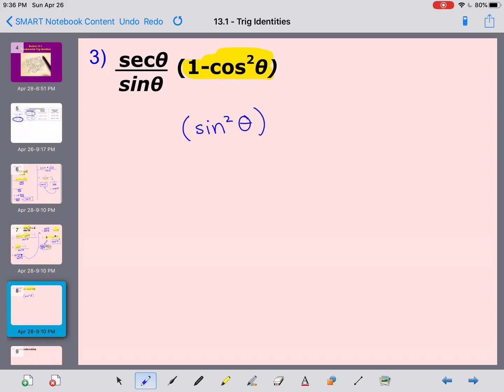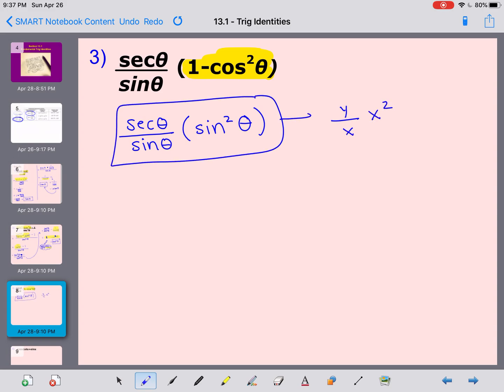I'm going to bring down my secant theta over sine theta. Now I know we say change things right away into sines and cosines. I wouldn't change that secant theta right away because I see something happening here with the sines. With the sines, imagine this was like y over x times x squared. That's basically what this is saying, right? It's something similar to that. What you can do is you can simplify the x squared and the x, right? And that would just simplify to x.